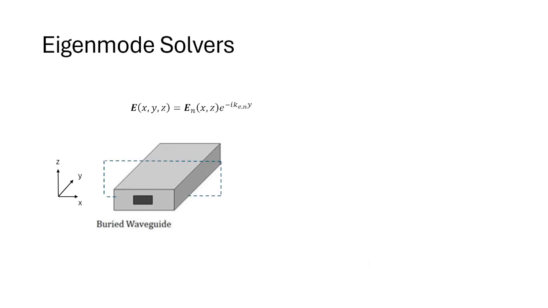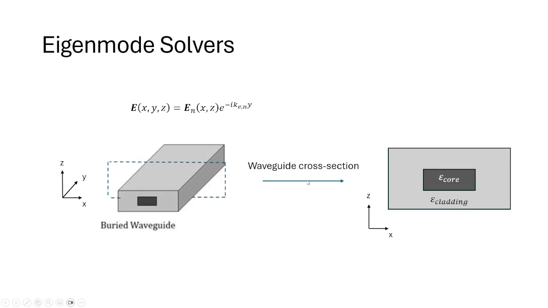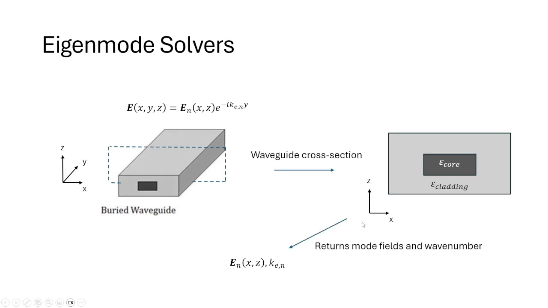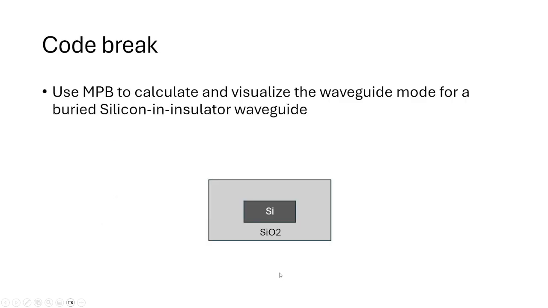Right, just to summarize the eigenmode solver more visually: we want to know the electric field of light in a waveguide. We know that it's going to look something like this, but we want to know what is E_n at xz and what is k_n. So we use an eigenmode solver to do that. We just give it the waveguide cross-section with the permittivity for the core and the permittivity for the cladding, and then it'll give us that E_n at xz and the k_n.